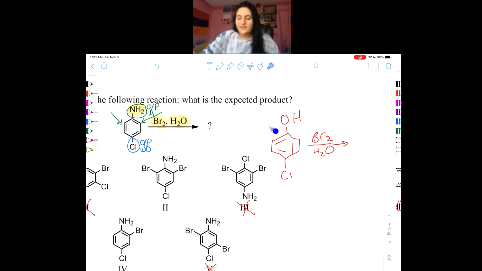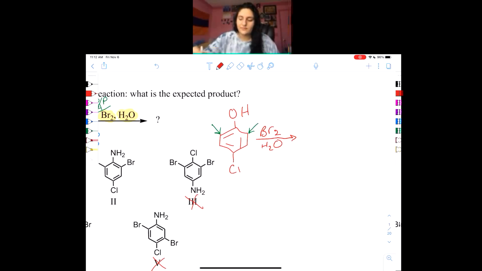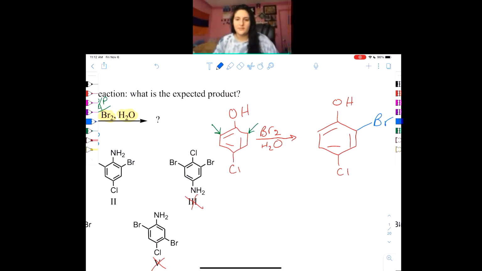So we still have our ortho-para director, and it's an activator. Our ortho-para director, but it's a weak deactivator, so the OH is still going to direct, I should say. And it will still direct ortho-para. But in this case, we no longer have that NH2, so the answer here would just be like this. Or on the other side, it would no longer be both. That would be very unlikely.